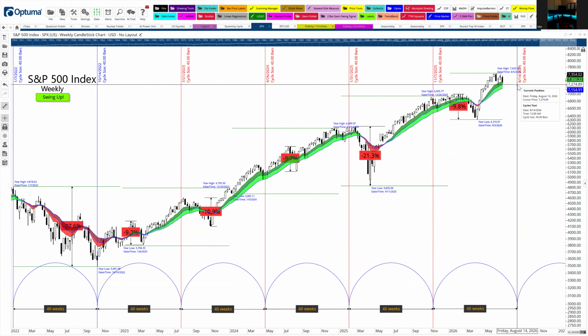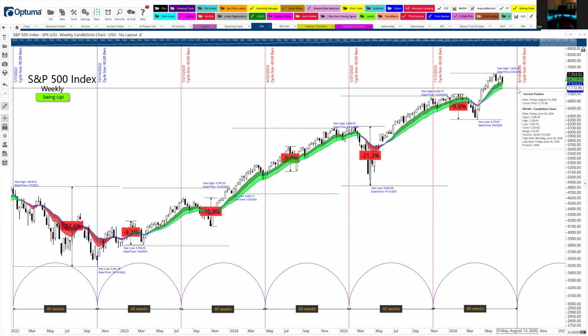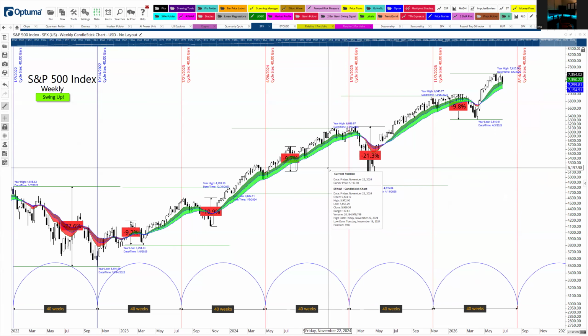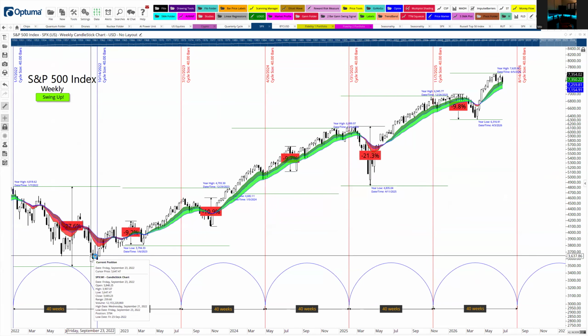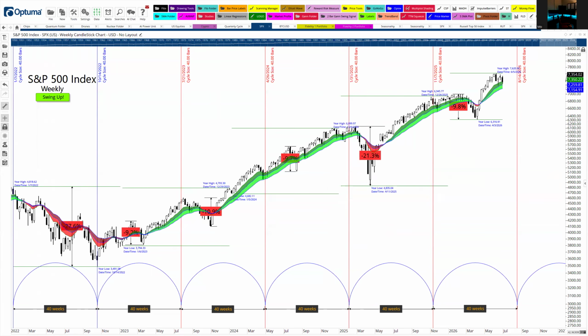This cycle ends and starts a new one on August 14th. So this is a really good one. 40 week cycle since the bear market low of 2022. So which way is it going to go after August 14th? Down? No, it's about like every cycle, meaning the 40 week window, the market is going to have a 10% correction.